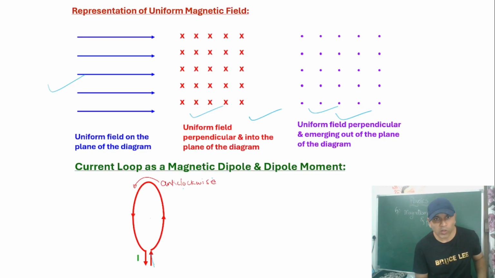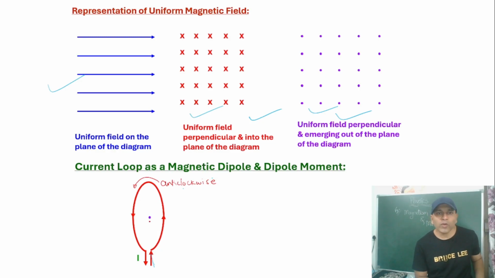This is the anti-clockwise direction for the current entering and going out of this loop. This is a wire loop, okay. The wire is connected here and here. So through this wire the current is entering here, going this way and coming out this way. So that is anti-clockwise as I am observing here.